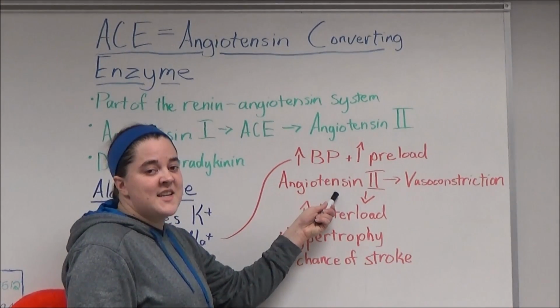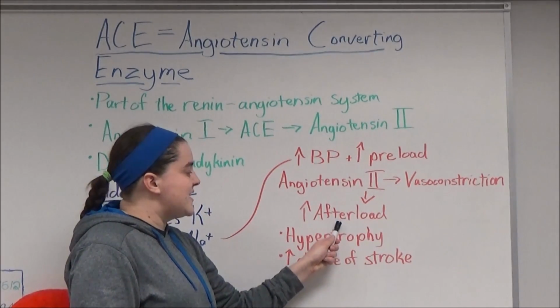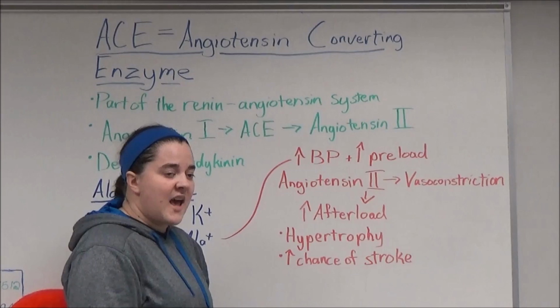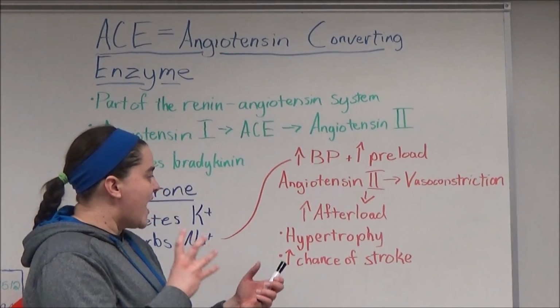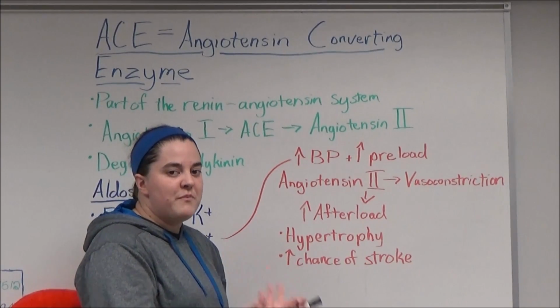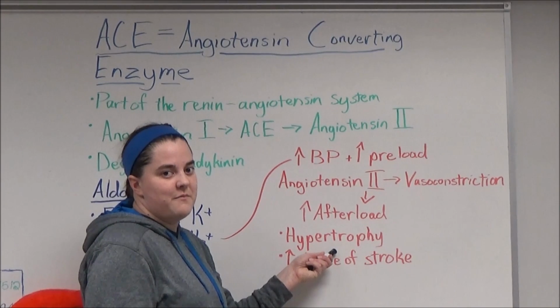Angiotensin 2, as I said earlier, is a vasoconstrictor, which causes increased afterload. Due to the increased afterload, it's more difficult for the heart to pump blood, so it has to work harder to pump the same amount of volume, which causes hypertrophy.